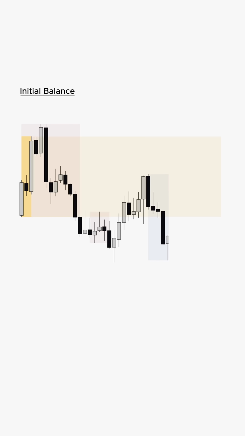Following day, here's another example. Price opens below with commitment that first hour of the Asia session and comes back to mitigate the initial balance and then continues in that same direction.